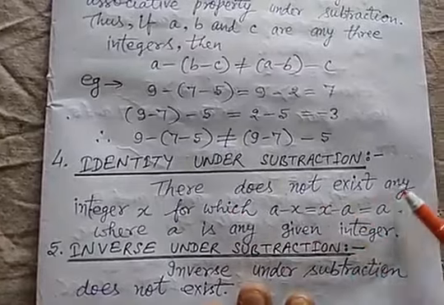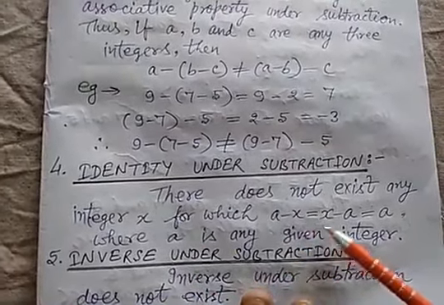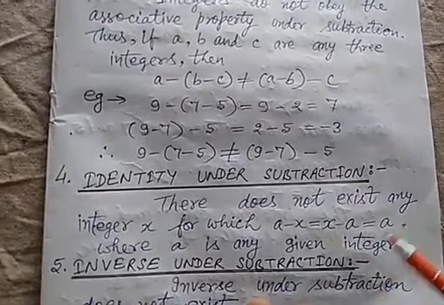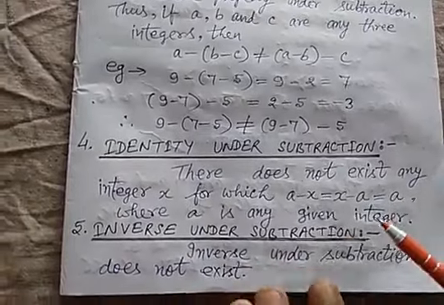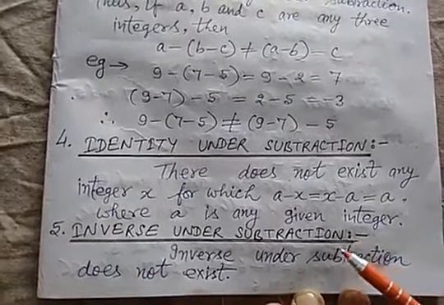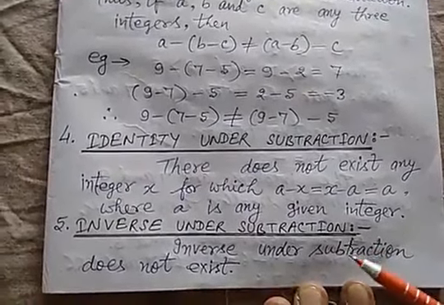Now, fourth property, identity under subtraction. There does not exist any integer x for which a minus x is equal to x minus a is equal to a, where a is any given integer. Now, fifth property, inverse under subtraction. Inverse under subtraction does not exist.